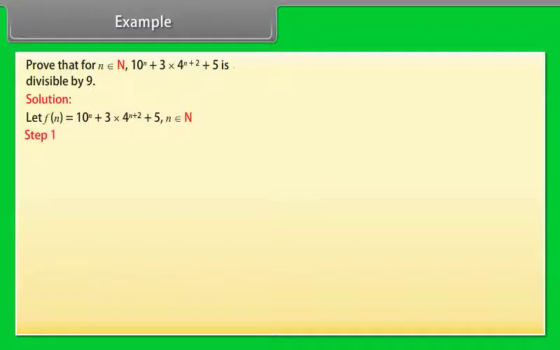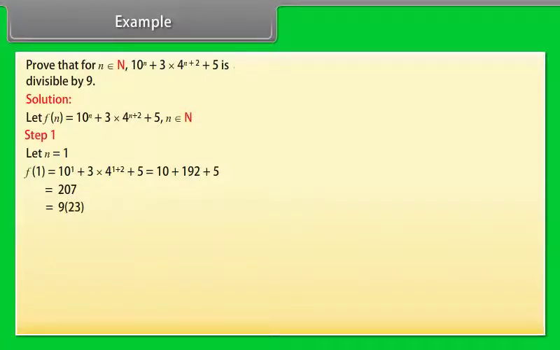N belongs to capital N. Step 1. Let n is equal to 1. f of 1 is equal to 10 raised to power 1 plus 3 into 4 raised to power 1 plus 2 plus 5 is equal to 10 plus 192 plus 5 is equal to 207 is equal to 9 into 23. So, f of 1 is divisible by 9. The result is true for n is equal to 1.